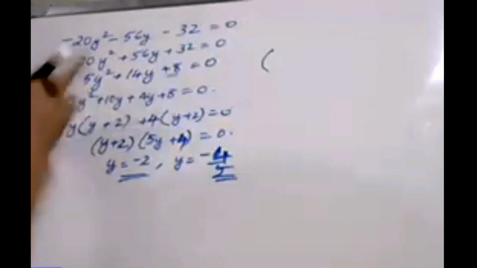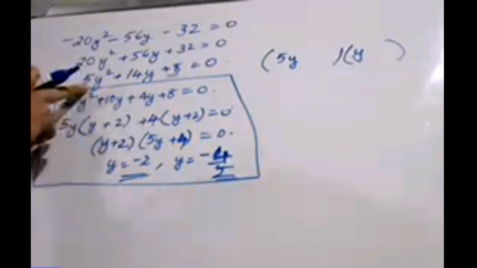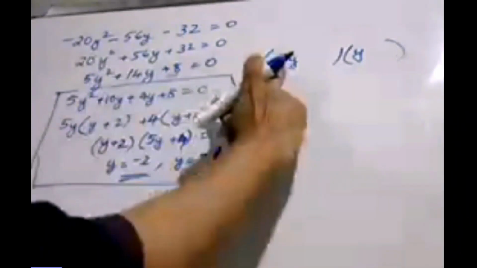Another method, as you usually do, I have to get y square. This is one method, and the other method I am showing may be usually used by you. So I have to take the coefficient of y square as 5. To get the product 5, I have to multiply 5 and 1, so I took it as 5y and y.